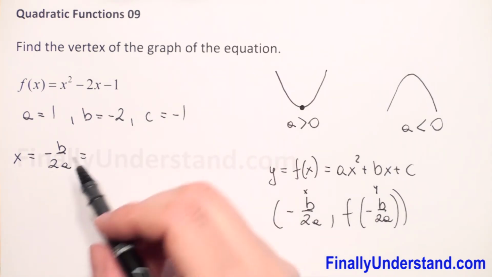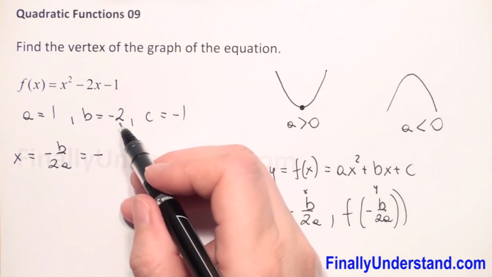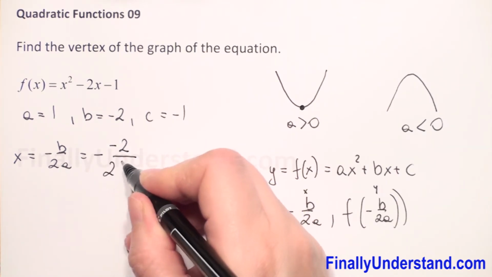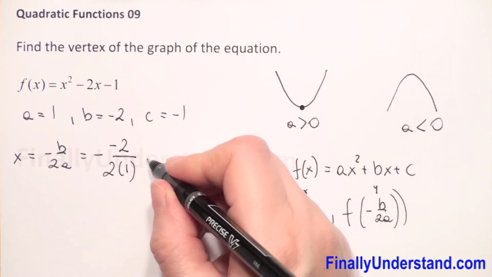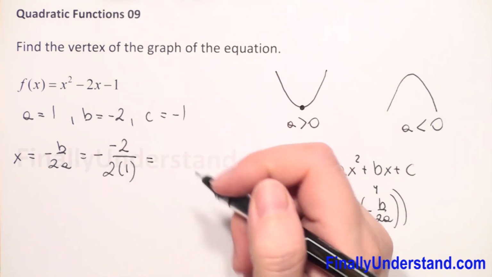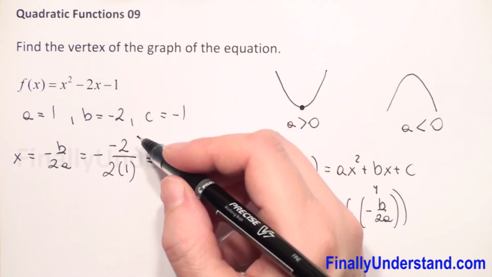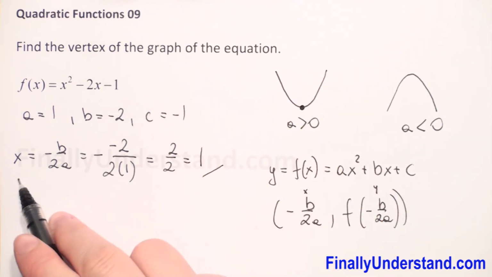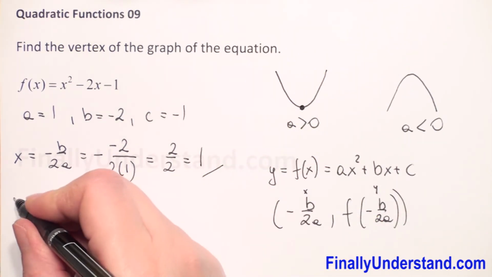And now we have to substitute. The negative sign we copy. b is negative 2, and a is 1. So we have 2 times 1. This is equal to, negative and negative give positive, so we have 2 over 2. This is equal to 1. We have x. And now we have to find y.